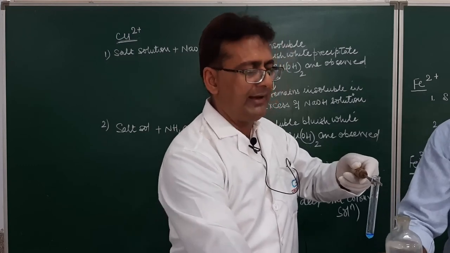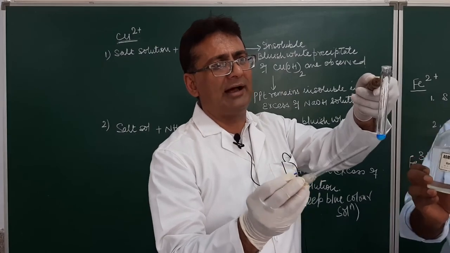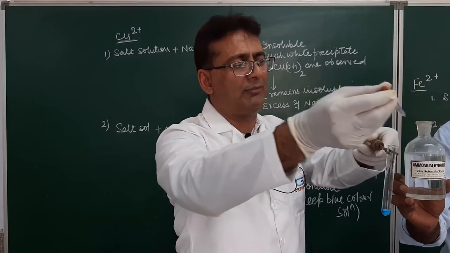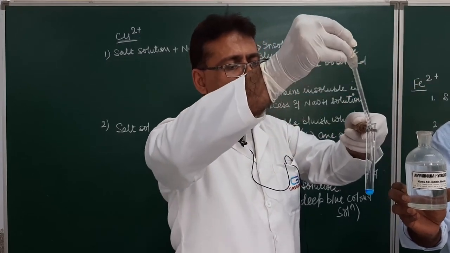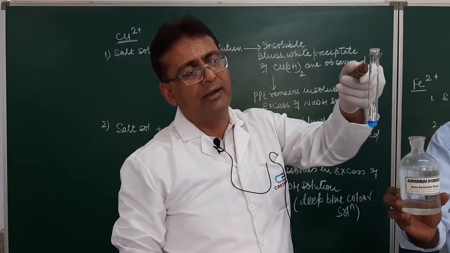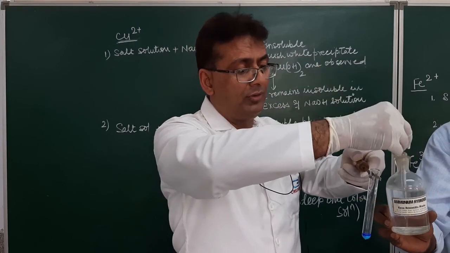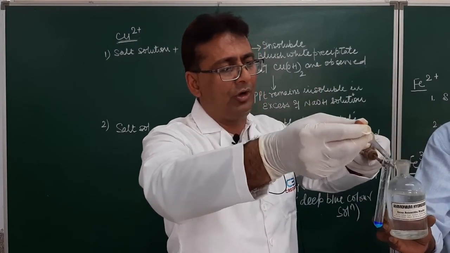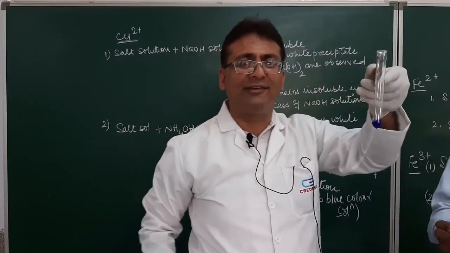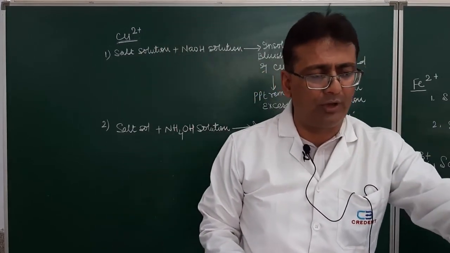How do we test this one? You can see over here, blue color precipitates are observed. Difference in the blue color: earlier it was a lightish white blue color. Here in this case, blue color precipitates are observed. It is very clear, and it's a deep blue color. When we dissolve in excess of ammonium hydroxide solution, just see, the precipitates are getting soluble. So this is the identification of a cupric ion.